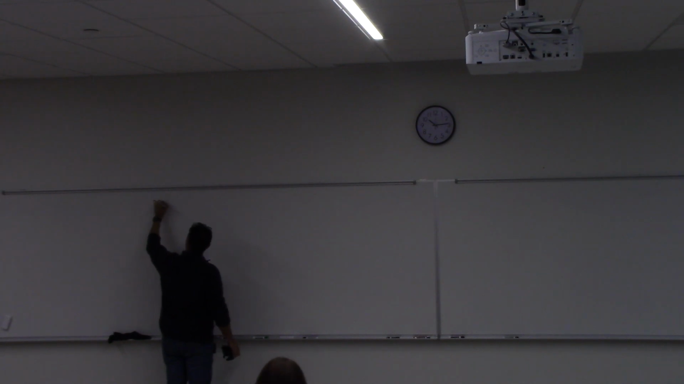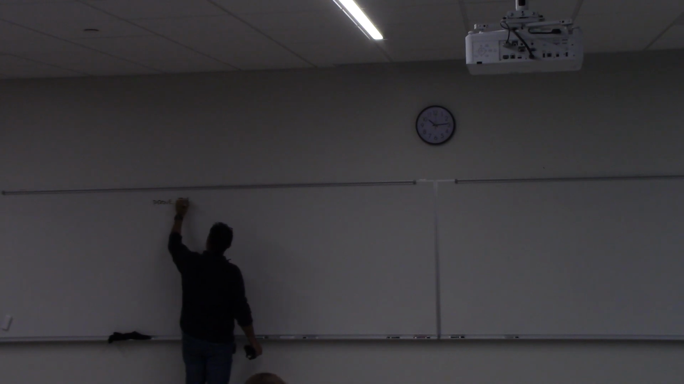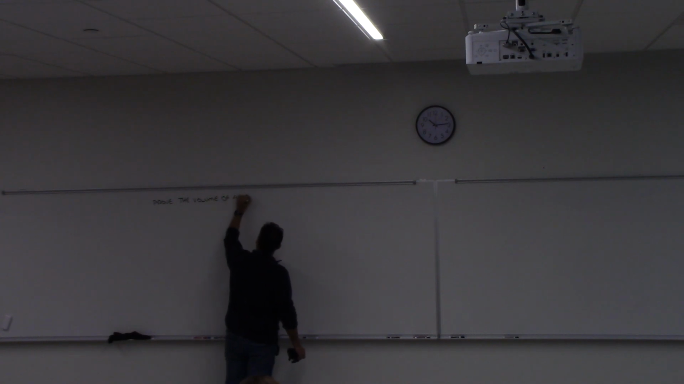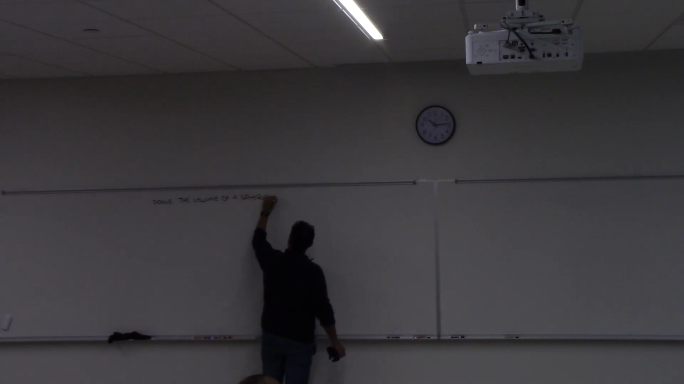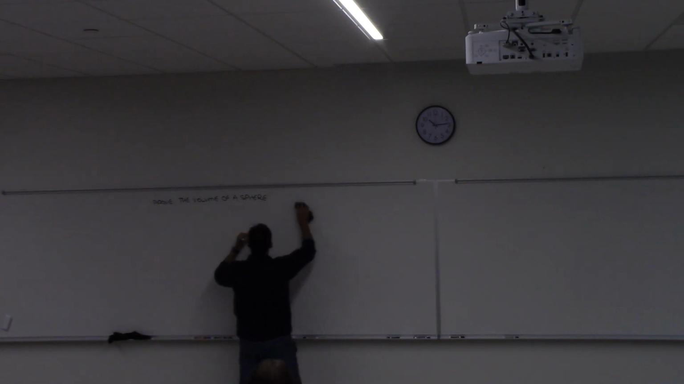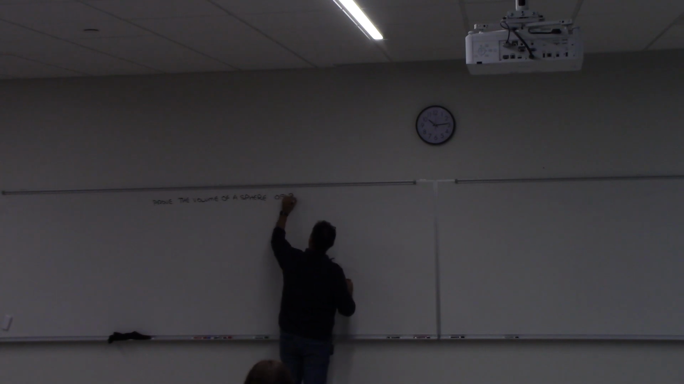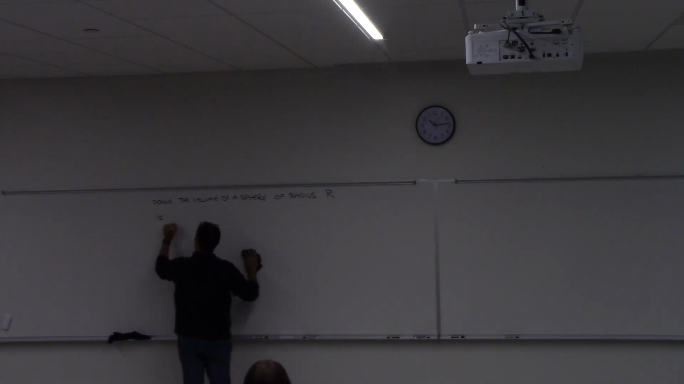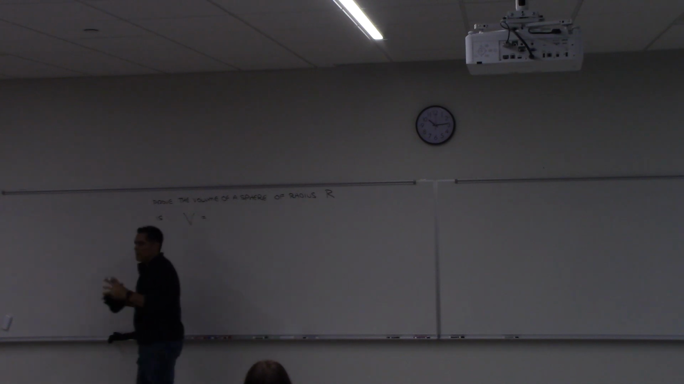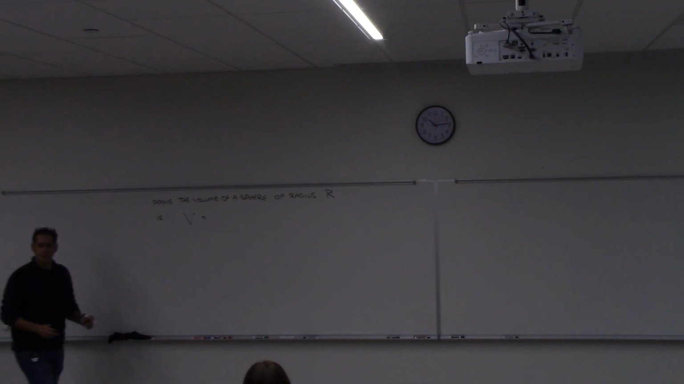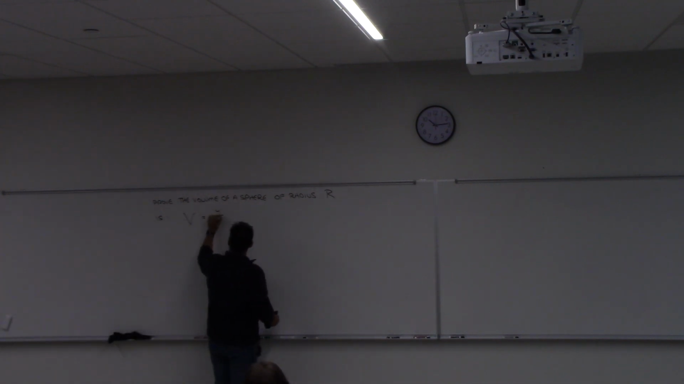Prove the volume of a sphere of radius capital R is... what is the volume of a sphere or a ball of radius R? Anyone know what the formula is for it? 4/3 pi r cubed.